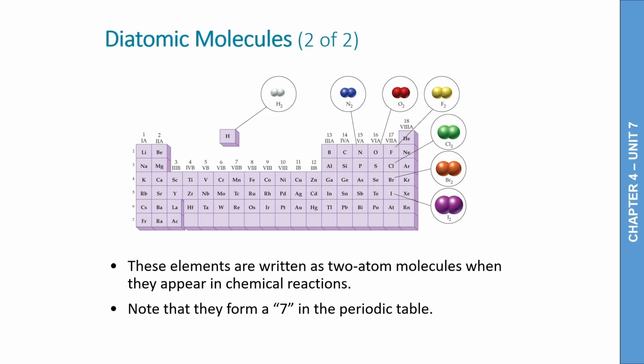So here are the diatomic molecules that I was talking about before, and it's really important to know them. It's easy to memorize: if you look at the periodic table, 7 makes 7. So nitrogen, oxygen, fluorine, chlorine, bromine, and iodine will always be found as diatomic, always together, okay? And don't forget the hydrogen, okay?